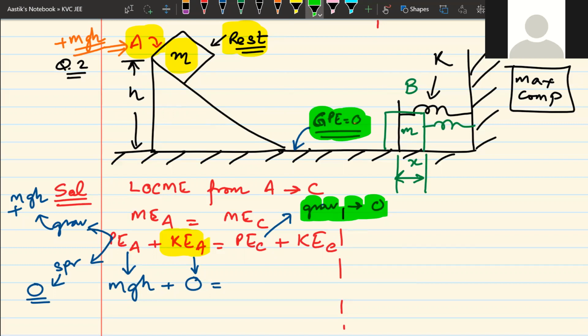What about the spring potential energy at point C? Don't make the same mistake, else I'll give you the same lecture again. What is the spring potential energy at point C? It is not point C, it is point B. Sorry, I've written the wrong one. Point B. What is the spring potential energy at point B? Look at point B. Tell me the spring potential energy.